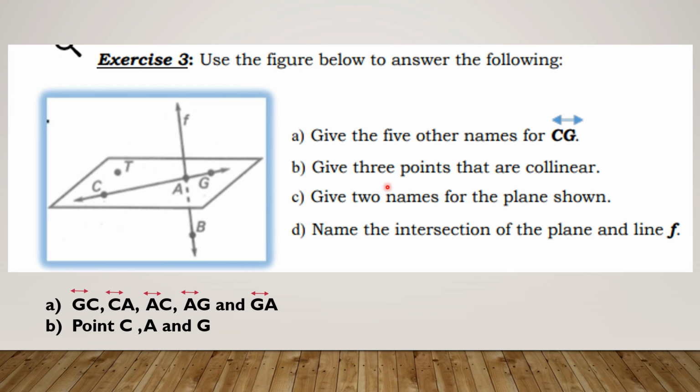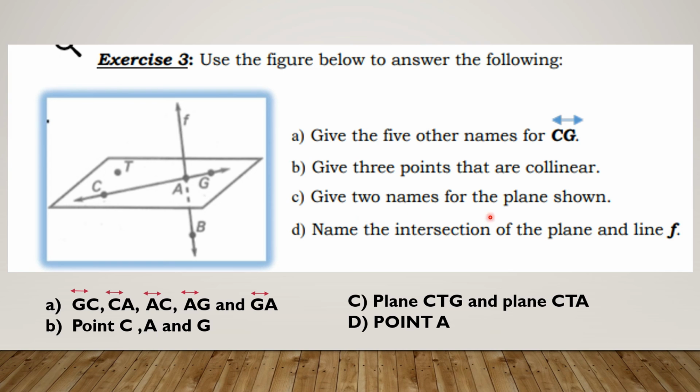Letter B, give 3 points that are collinear. Where here are the collinear points? The points that are aligned. Point C, point A, and point G. They are collinear. They are exactly in one line. That is collinear.